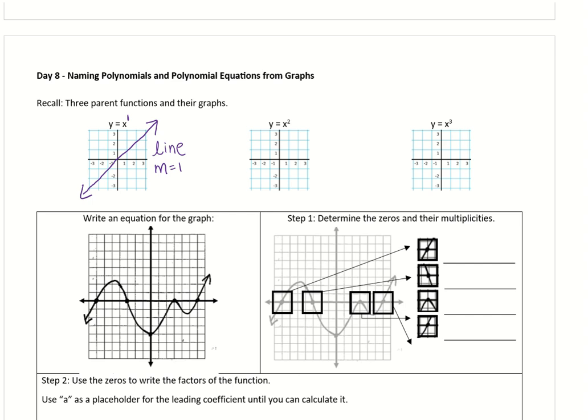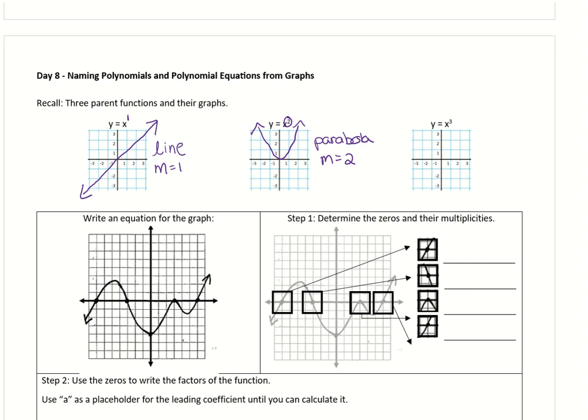Here we have y equals x squared. If we graph that, we end up getting a parabola, and the exponent that goes with that is 2. So if you see a parabola, you'll know that there's a multiplicity of 2.